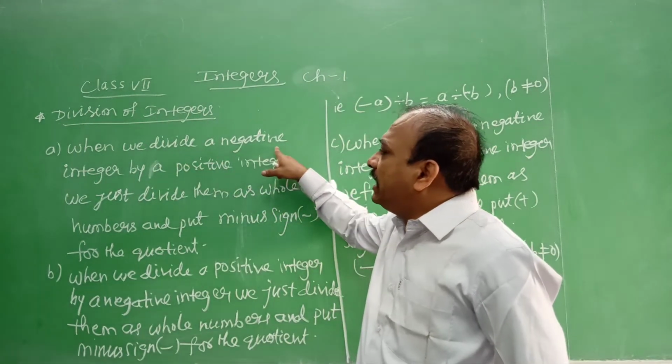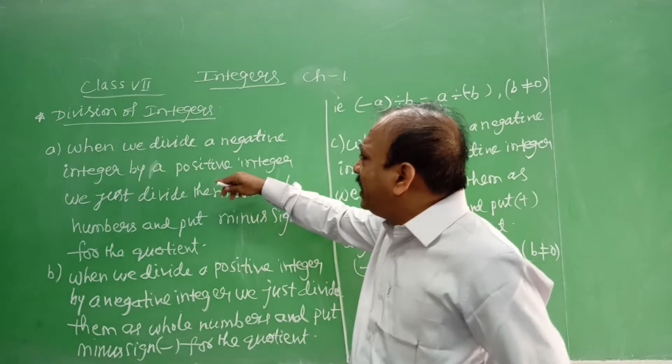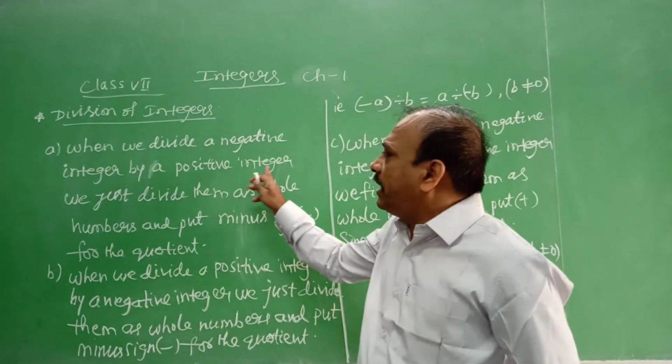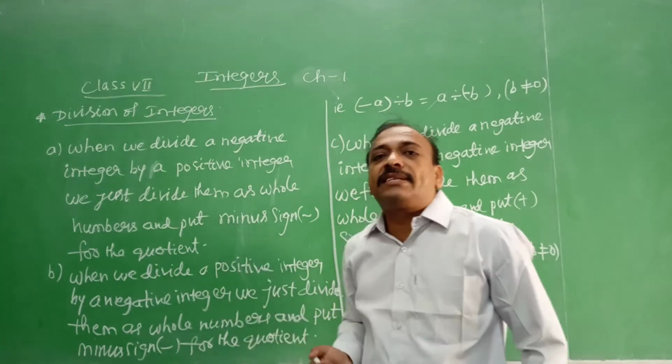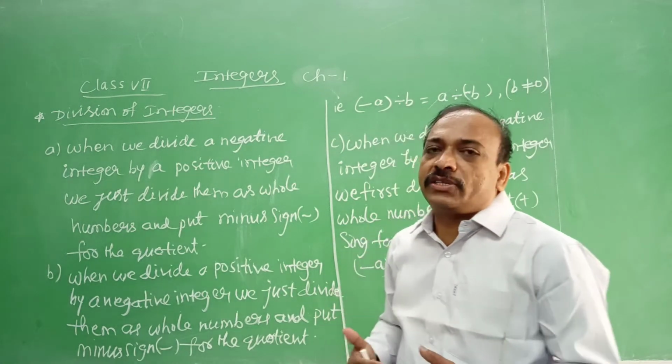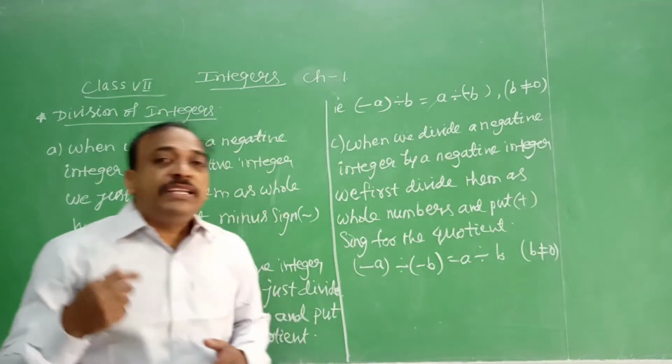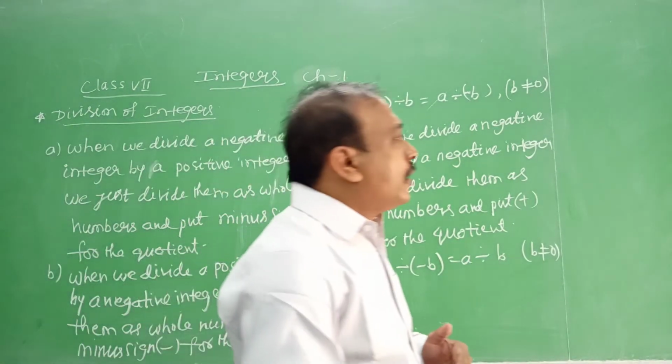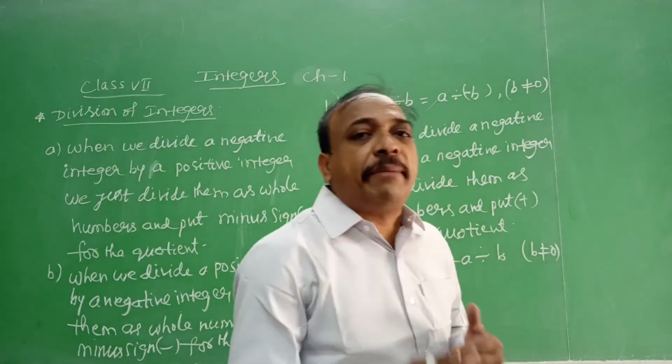When we divide a negative integer by a positive integer, we just divide them as whole numbers and put a minus sign for the quotient. So what exactly are we saying here? We just divide them as whole numbers.